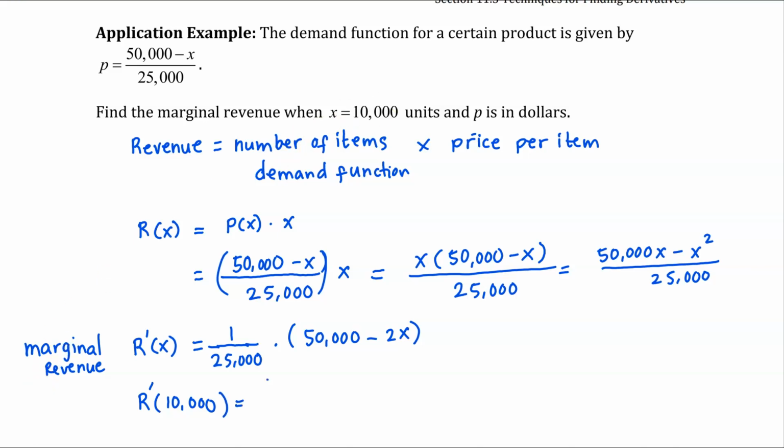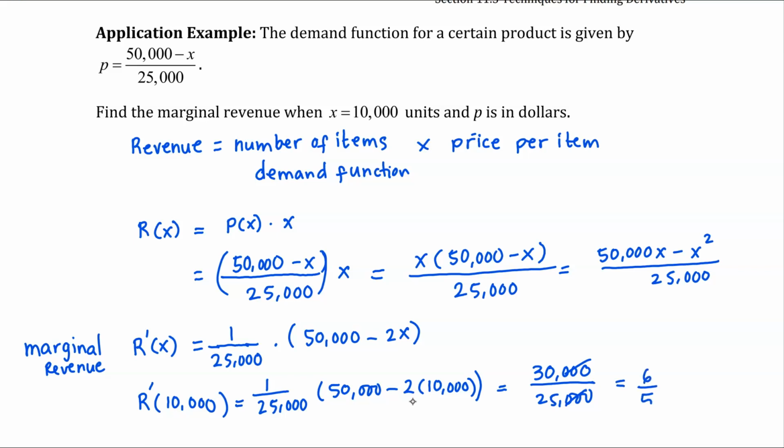And this is equal to 1 over 25,000 times 50,000 minus 2 times, and then replace X by 10,000. 2 times 10,000 is 20,000. So 50,000 minus 20,000 is 30,000. So therefore we have 30,000 divided by 25,000. You can then simplify this. 30 over 25 is 6 over 5.